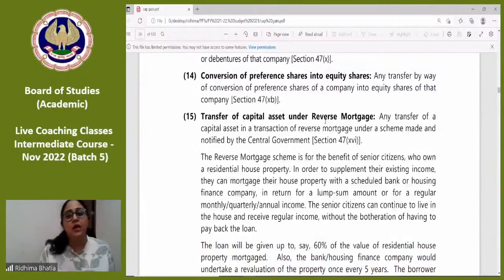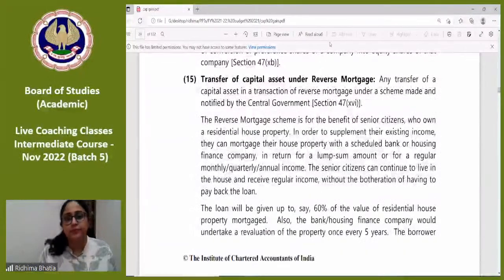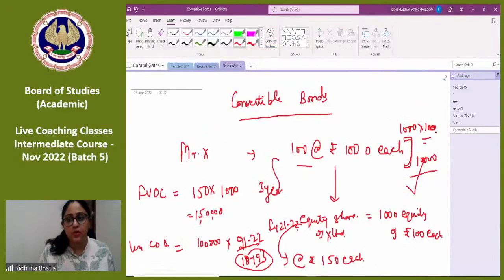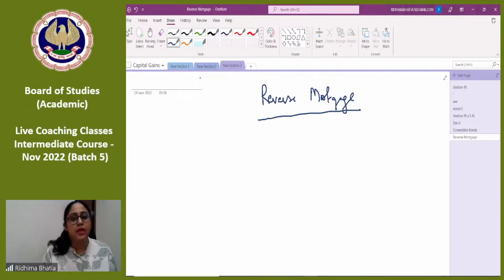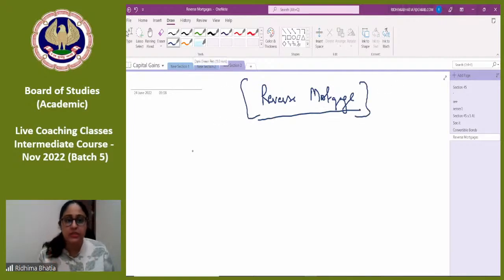Now let's understand another important concept, reverse mortgage. इसके लिए आपको story फिर से समझना पड़ेगा. Small story time. What is reverse mortgage? And why it is called reverse mortgage? And why it is in the list of exempt transfers? Everything we'll see now. Everyone on the screen, please.